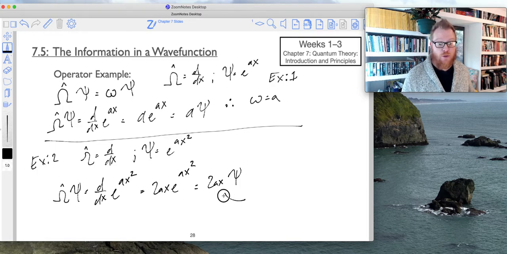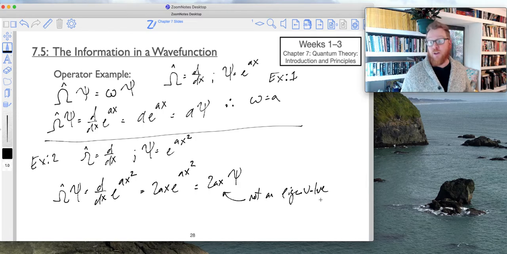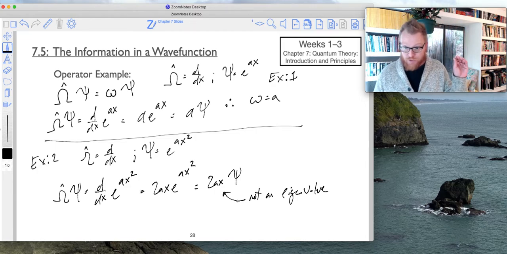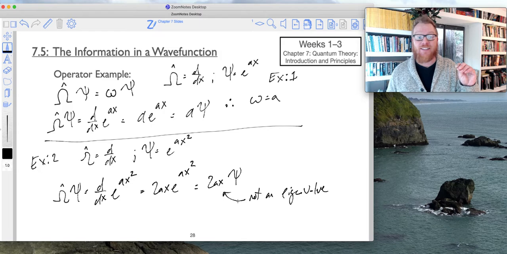So this is not an eigenvalue because of the x. We recognize x will take on a large number of values. So we have to tread lightly. We have to tread carefully when looking at operators and wave functions. We can only have operators that will give us eigenvalues.